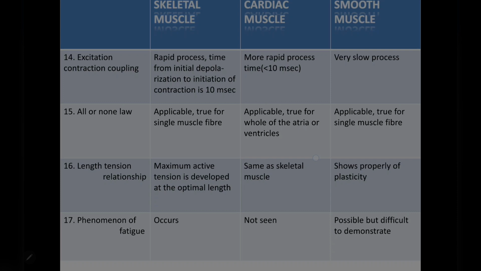What is basically the all and none law? The strength by which a nerve or muscle fiber responds to a stimulus is independent of the strength of the stimulus. If that stimulus exceeds the threshold potential, that muscle fiber will give a complete response.